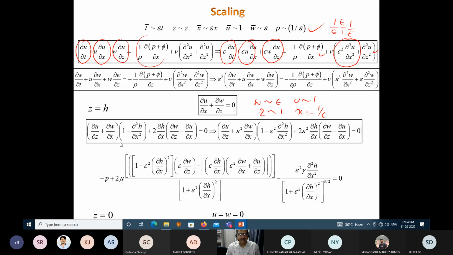Okay. Now, similarly, for del U by del U, U is 1, Z is 1, so there is no coefficient. W is epsilon, this is 1 by epsilon. So epsilon square del square H by del X square, this is epsilon square. Del H by del X, del W by del Z, this is epsilon into epsilon, so this is again epsilon square. So you will find, one can push these terms at the same time in the normal balance.